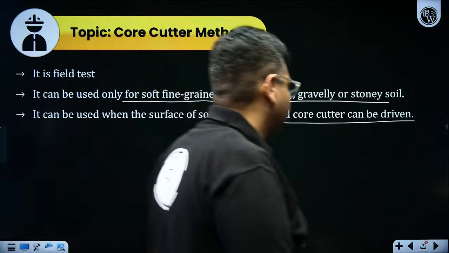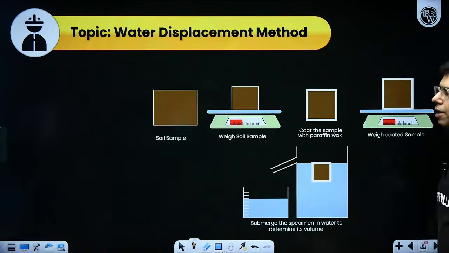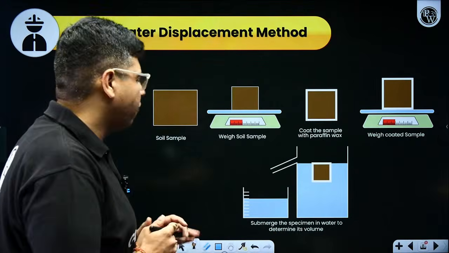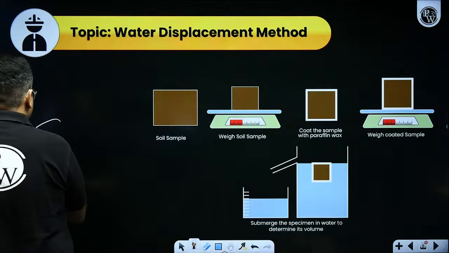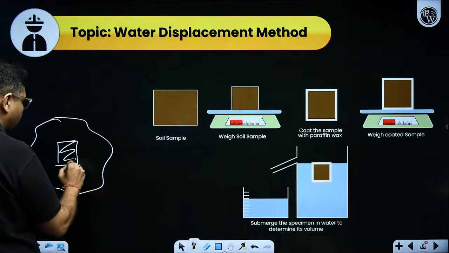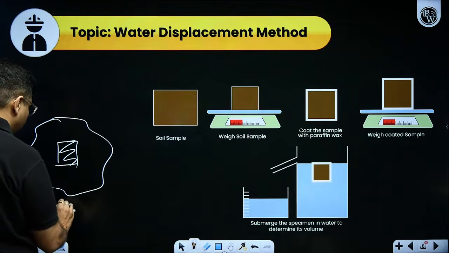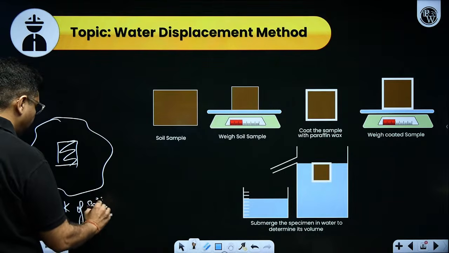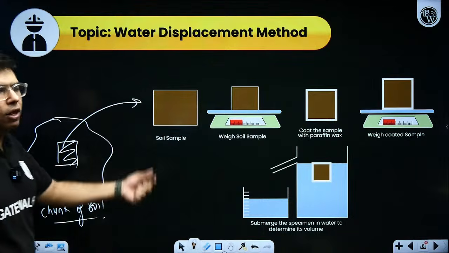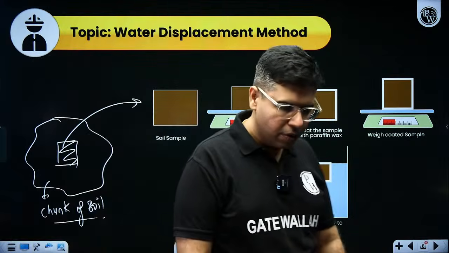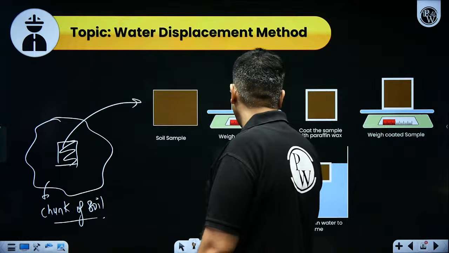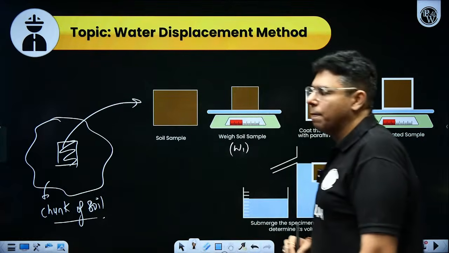Now, let us see the next method, that is the water displacement method in detail. In the water displacement method, what you will do? You will have a chunk of soil brought from the field. From this chunk of soil, you will extract a soil sample. This is a lab method. You will weigh this soil sample. Let me say that the weight of this soil sample is W1.